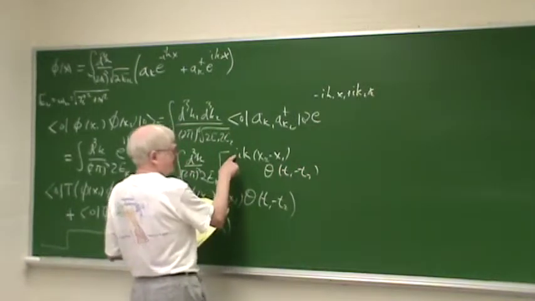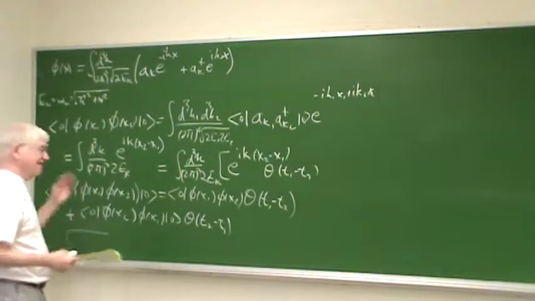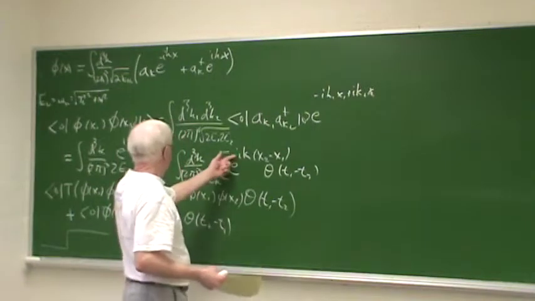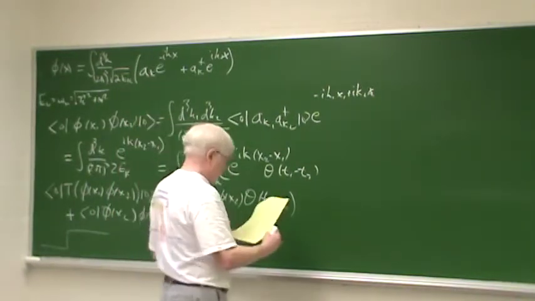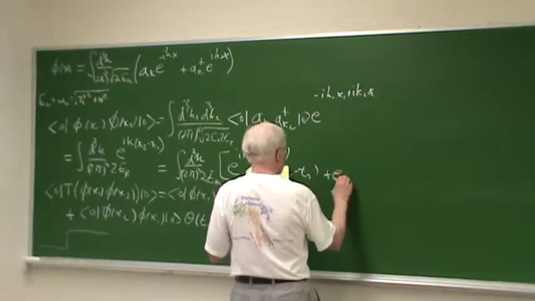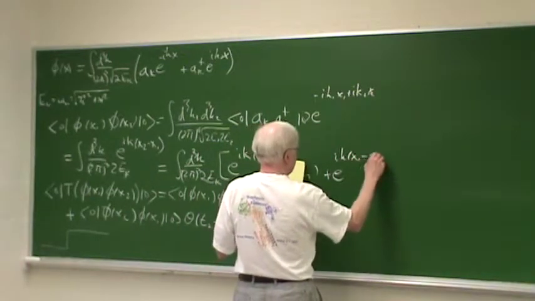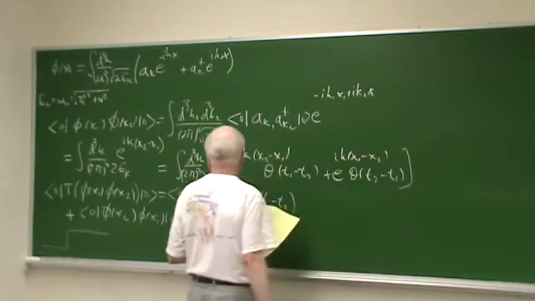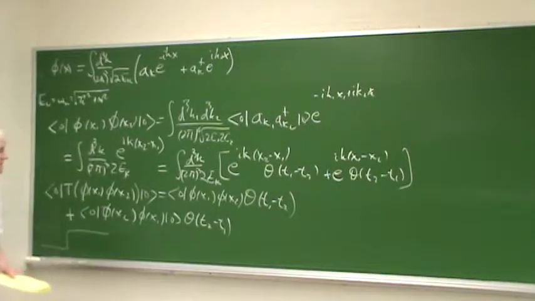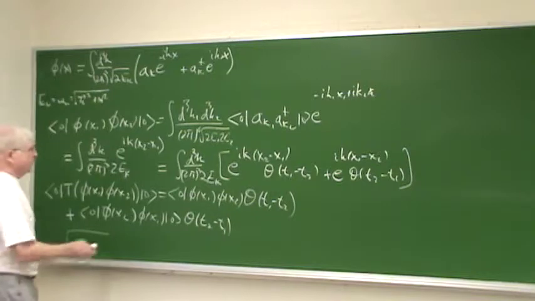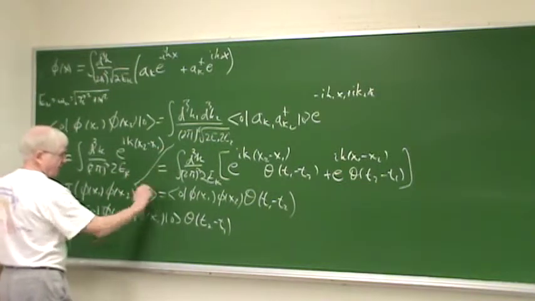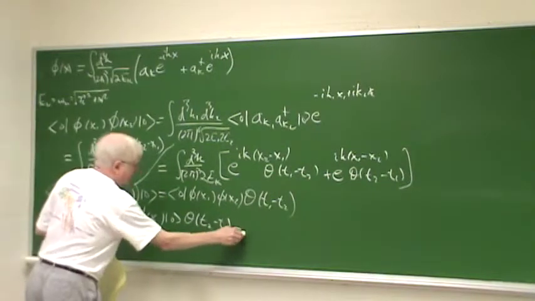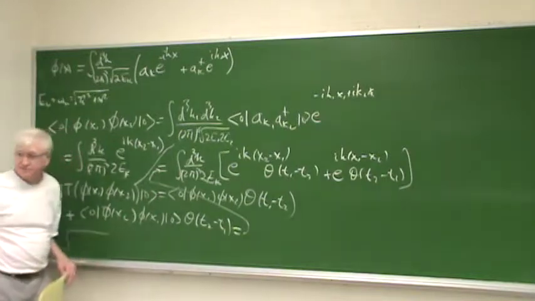So the thing is backwards, because in the Schwartz metric you've got the minus sign there, and that's what I'm here. And then the other one is plus e to the ik (x1 minus x2) theta of (t2 minus t1). Okay. So this is our expression, and of course the equality is going this way. The time-ordered product is this, and that is equal to this.